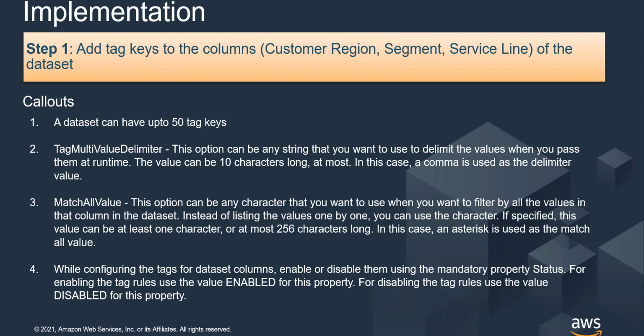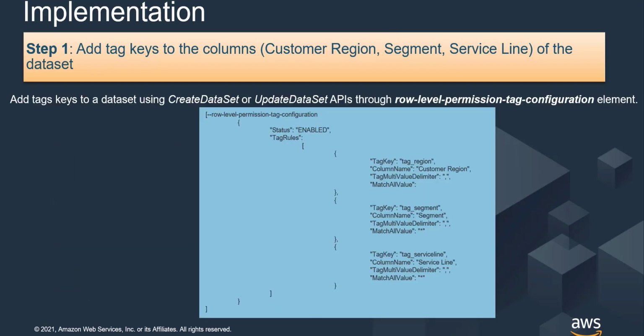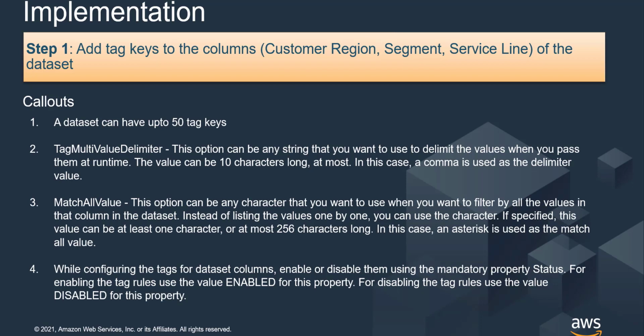The first element was tag multi-value delimiter. This is an option that you can use to define what your delimiter should be when you're passing multiple values to the tag keys at runtime. So for example, let's say that the region you want to focus on is US and EMEA. Here you can see that I've defined my tag value delimiter as comma. So in that case, you're able to see this value as US comma EMEA.